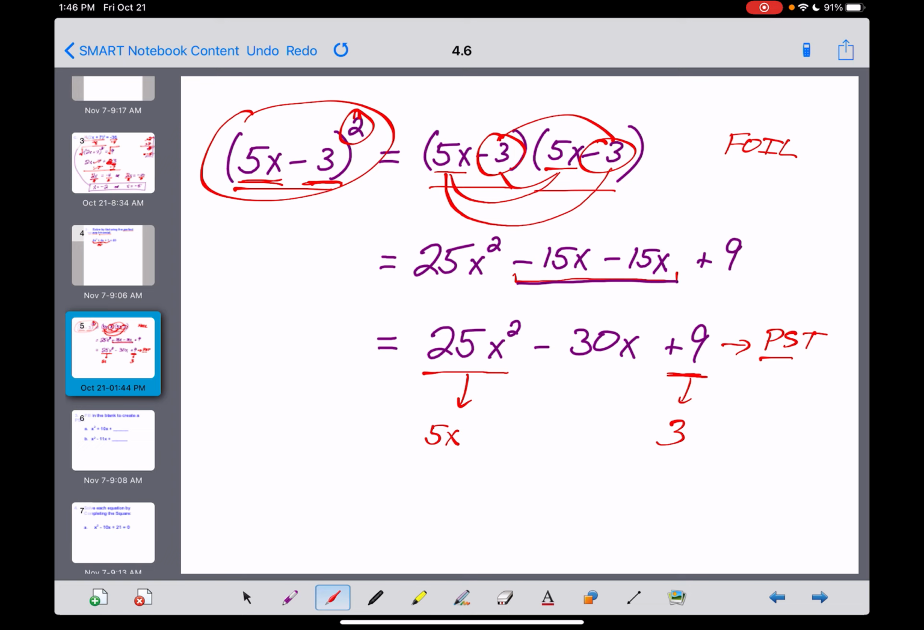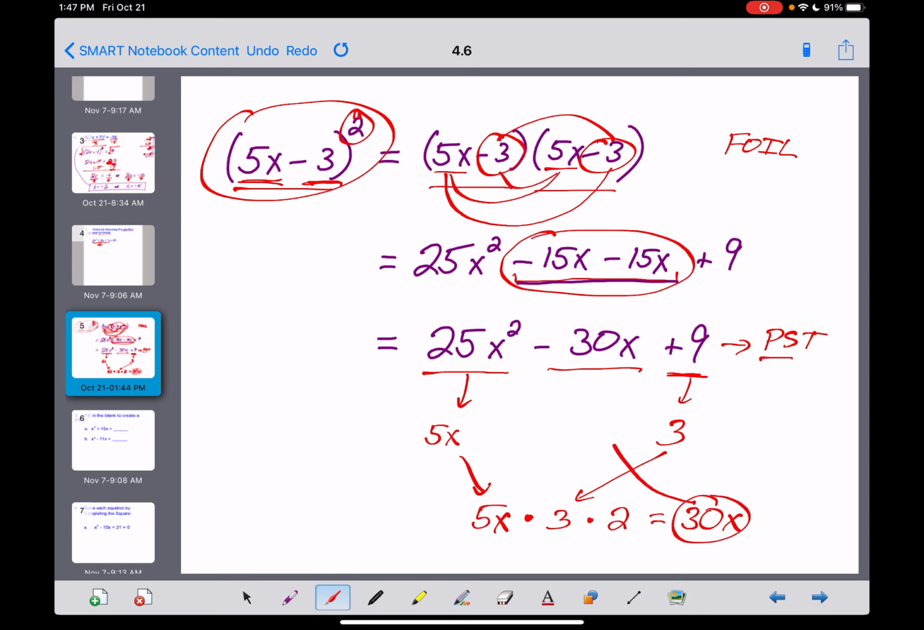And now here's the weird part. The middle term in a perfect square trinomial has to be the product of the square root of the first term, times the square root of the last term, which is 3, and always times 2. And that's because the outer and the inner products always ended up being exactly the same. Now let's see what happens there. 5x times 3 is 15x. 15x times 2 is 30x. And if that matches the middle term, either positive or negative, doesn't matter right there, if that matches the middle term in your trinomial, then this trinomial is a perfect square trinomial.